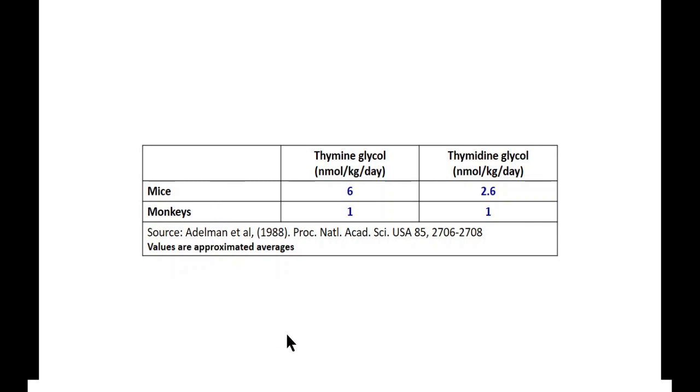The authors went on to collect data on urinary output of thymine glycol and thymidine glycol in various species such as mice, monkeys, rats, and humans. They also measured their oxygen consumption normalized against their body weights. Oxygen consumption rate was expressed as milliliters of oxygen per gram per hour. They then visualized the data in form of a graph, with the urinary output plotted on the y-axis and oxygen consumption plotted on the x-axis.